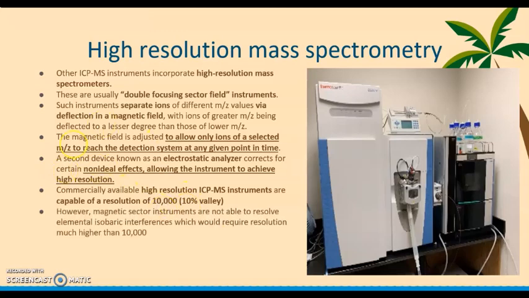The magnetic sector instruments are not able to resolve the elemental isobaric interferences which would require resolution that is much higher than 10,000. So, ang kaya lang po niyang i-measure na resolution is up to 10,000. So, this is 10% valley. Pero yung higher daw ng 10,000, hindi na po niya kayang i-measure. Ayan.